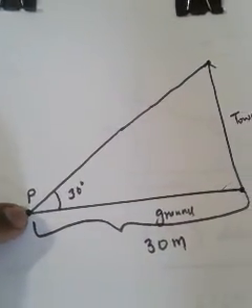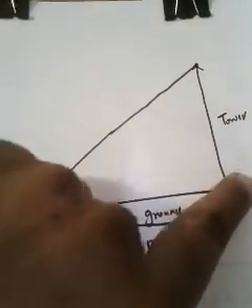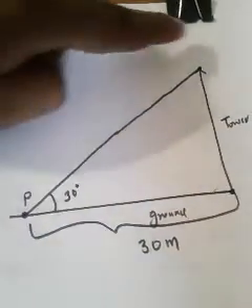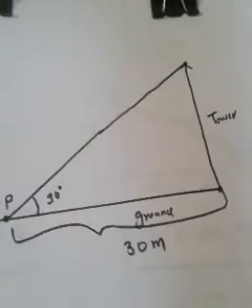The speciality of the point P is that P is 30 meter away from the foot of the tower. The angle is 30 degree. That means the angle of elevation to the top of the tower from the point P is 30 degree. That is 30 degree. You may understand the question well.